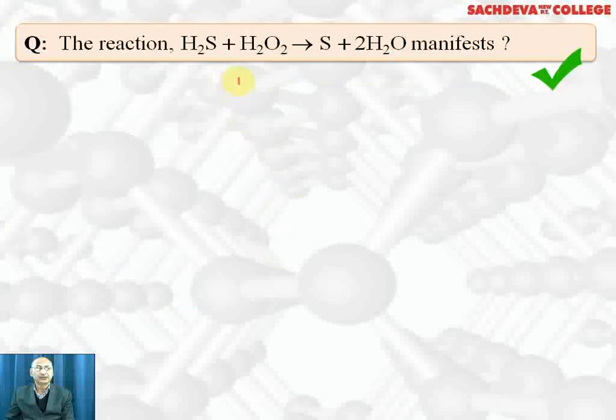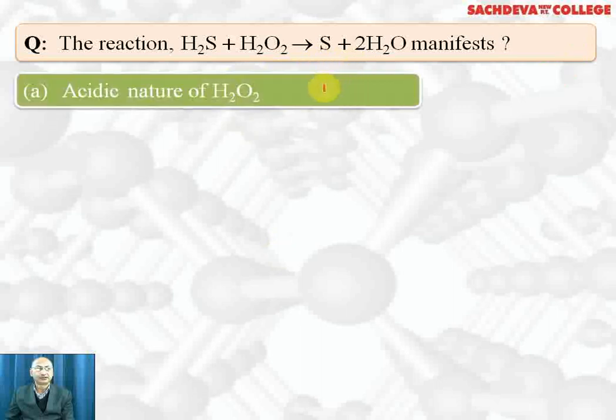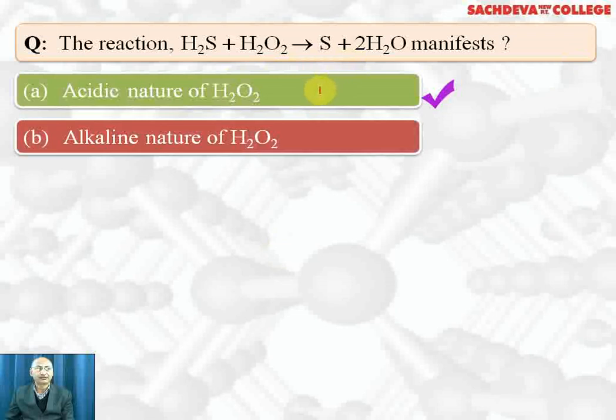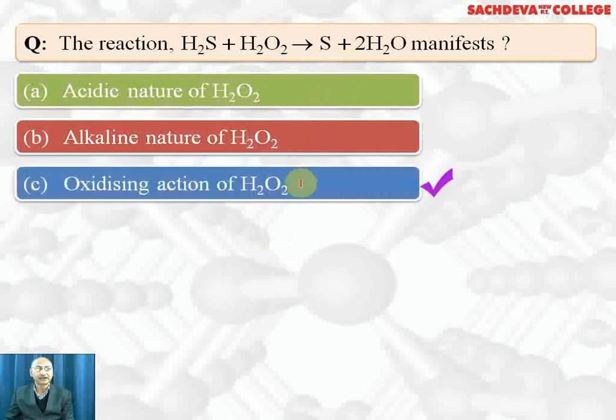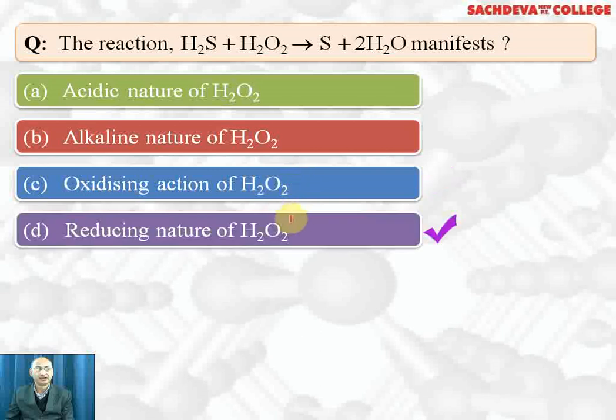The reaction H2S plus H2O2 gives sulfur plus 2 water. It shows acidic nature of hydrogen peroxide, alkaline nature of hydrogen peroxide, oxidizing action of hydrogen peroxide, reducing nature of hydrogen peroxide. Correct answer is oxidizing nature of hydrogen peroxide. It is oxidizing H2S to sulfur and water. So C part is the correct answer.